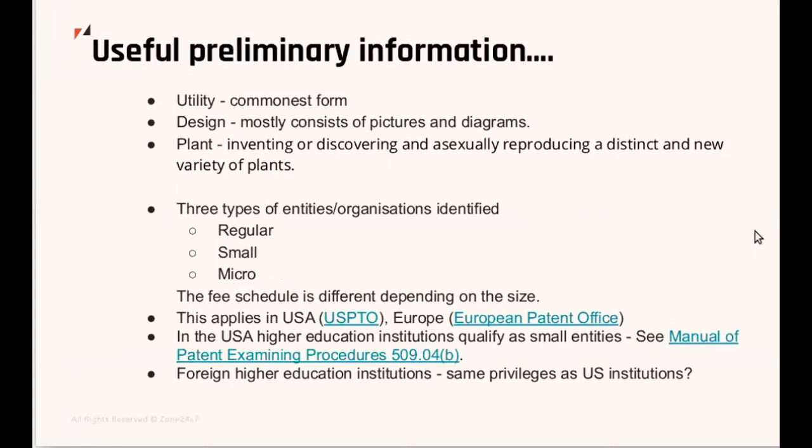Okay. Now, in terms of the types of patents, there are three types: the utility patent, the commonest form. Then there are the design patents. And there are plant patents. Plant means literally plants, organic plants, really. It's nothing more than that.